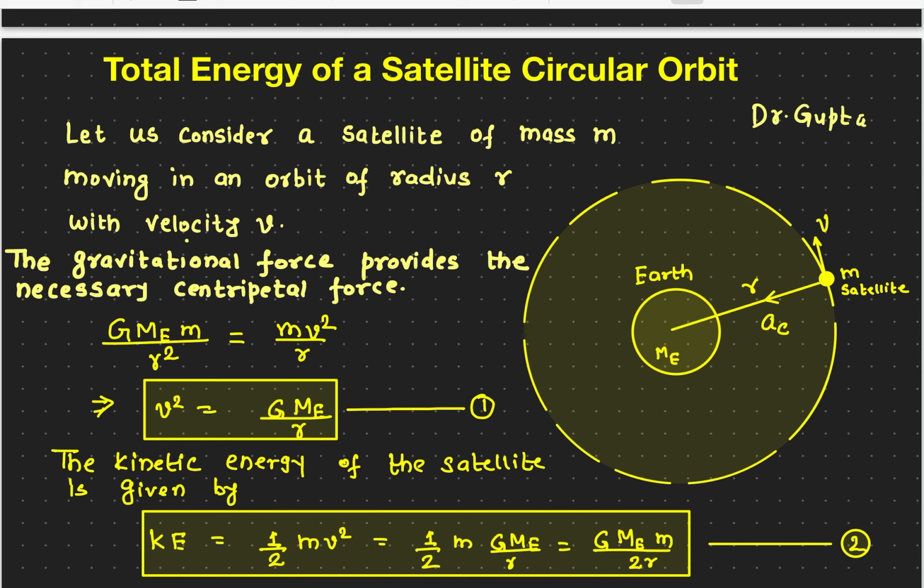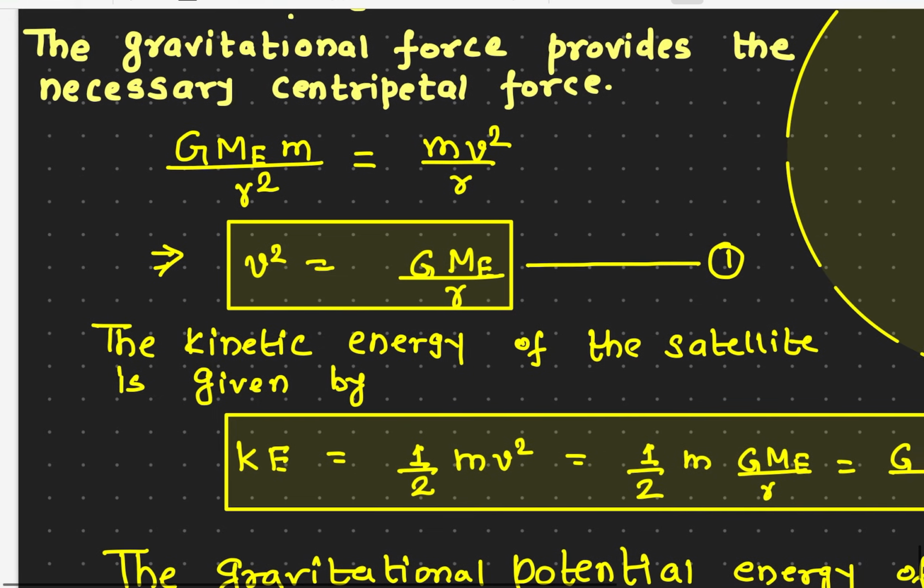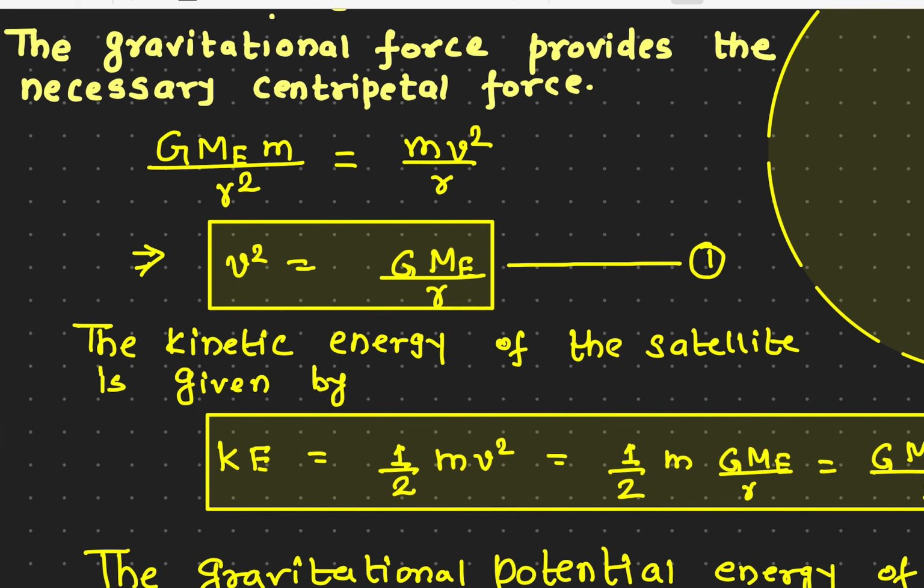Once you write down this equation, then life becomes so easy to find out the speed of the satellite. One more time, as this satellite is moving into a circular orbit, the gravitational force by the Earth onto the satellite provides the necessary centripetal force. That's what I have written down. What is the formula for the gravitational force? By Newton's law of gravitation, G Me m over r squared.